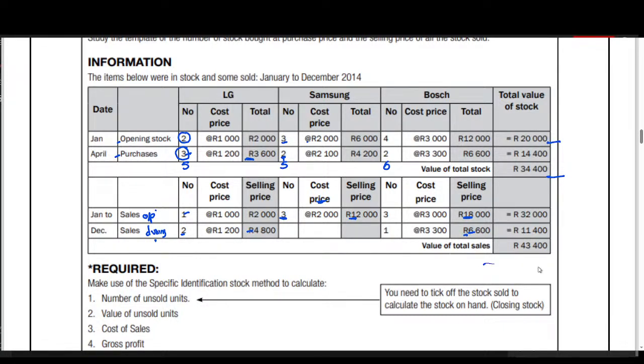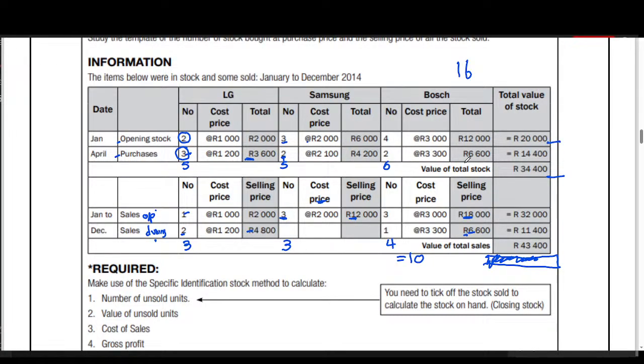So the value, look at this. The value of total sales for whatever items that we have sold is 43,400. So if we can get an idea of how many items did we sell, we can say we have sold 3, we have sold 3, we have sold 4. So how many items have we sold? We have sold 10 items. How many items did we have? We have 16 items.